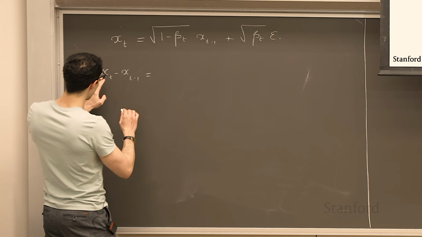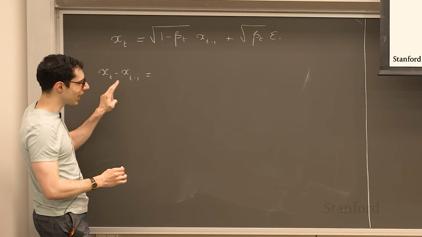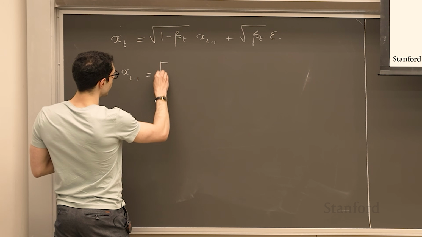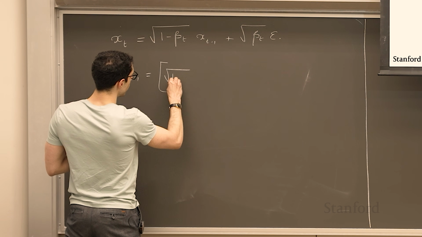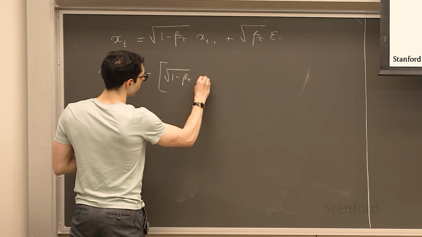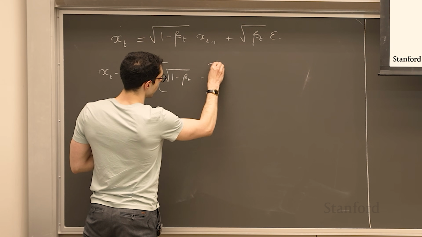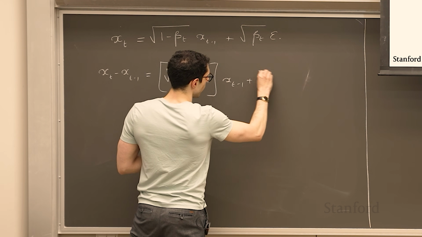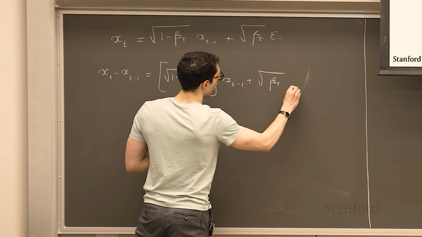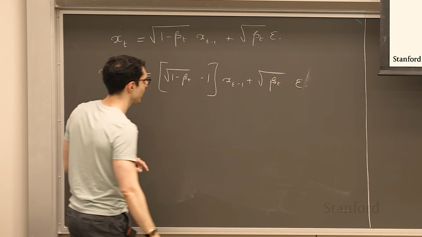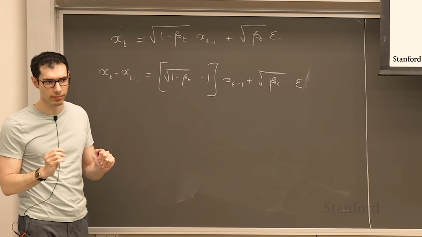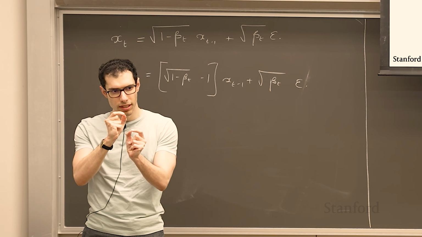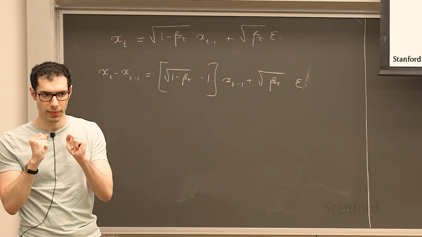So I'm taking xt, and I'm subtracting xt minus 1. So it's going to be square root of 1 minus beta t, minus 1, xt minus 1, plus square root of beta t epsilon. So beta t is the quantity of noise that you add between two discrete steps.